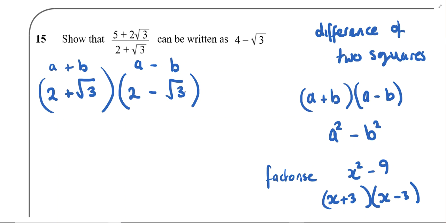Can't you just set that thing equal to 4 minus root 3, since it says it can be written as 4 minus root 3? Okay, right. One thing about this type of question: if you use the answer to work out the answer, you get no marks. So we do it separately.